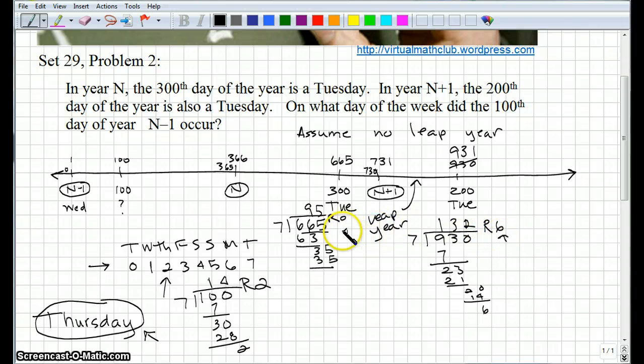Okay, and so that established our days of the week. We got a correspondence between the days of the week and the remainders, and then all we have to do is find out how many weeks have passed since the beginning of the year and find out what the remainder is, and that'll tell us what day of the week it is.